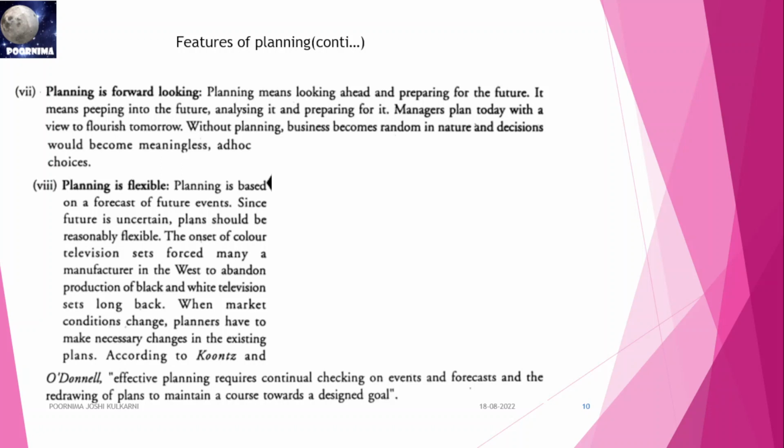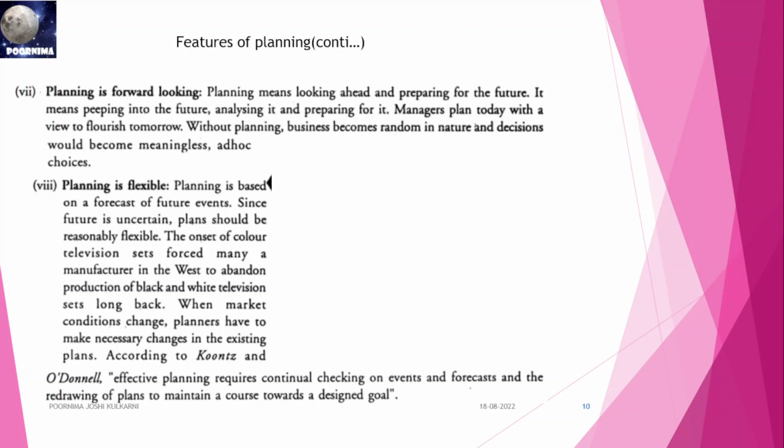Planning is flexible. Planning is based on the forecast of future events. Since the future is uncertain, plans should be reasonably flexible. The onset of color television sets forced many manufacturers in the West to abandon the production of black and white sets long back. In this situation, what happened? If many companies were producing black and white televisions, when the color television entered the market, the demand for black and white television came to an end. Then these businesses had to stop producing black and white television.